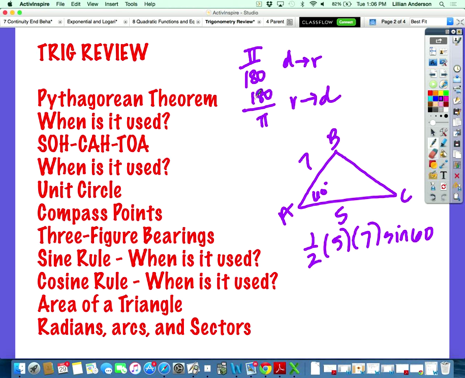Take, I don't know, 240. If I multiply that by pi over 180, I'll get my radians. That's 240 over 180. The zeros cancel out. 24 and 18 reduce down to be 4 over 3. And that's what it is.